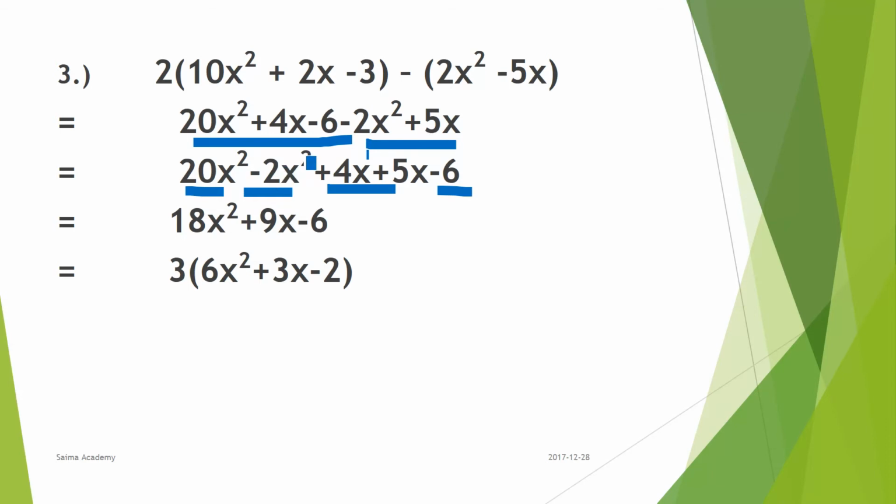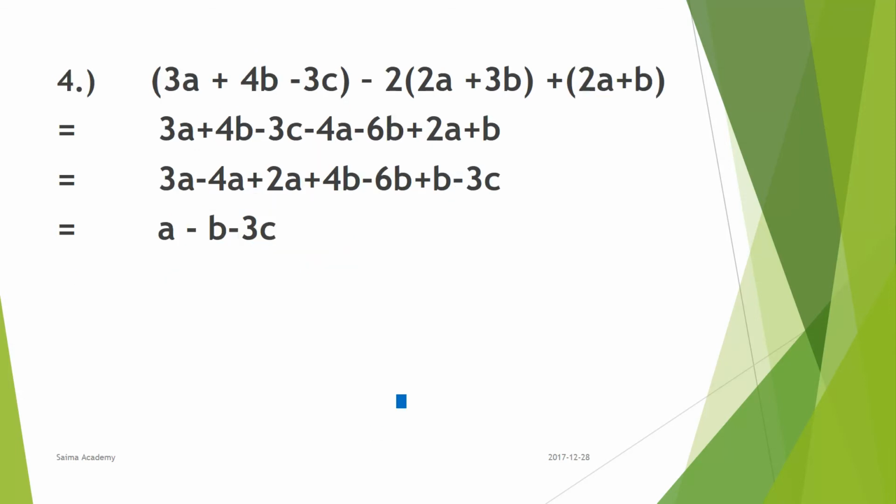I cannot add x square with x, or 5x with 6. So 20x square minus 2x square will be 18x square, 4x plus 5x is 9x, and then minus 6. If we take 3 as common from these three, 3 times 6 is 18, it will be 6x square plus 3x minus 2. This is our answer.